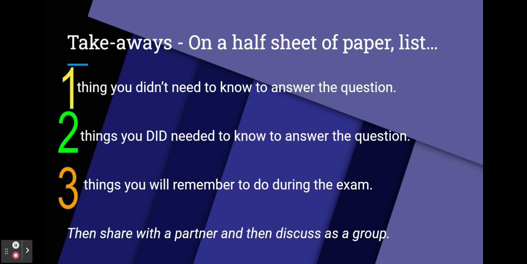So, some takeaways. That was a lot in our brief little first session here. What's one thing you didn't need to know to answer the previous question? There were quite a few things you didn't need to know to answer that question. Two things you did need to know to answer the question. One was reading the graph, reading the keys. So, what things do you need to know? And three things you'll remember to do during the exam. Write those down on a half sheet of paper while it's still fresh in your mind.